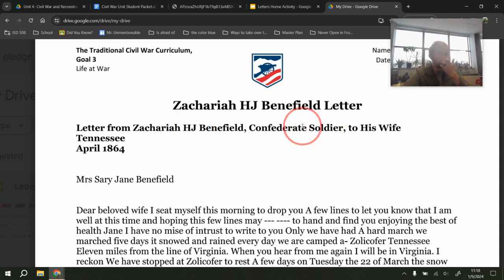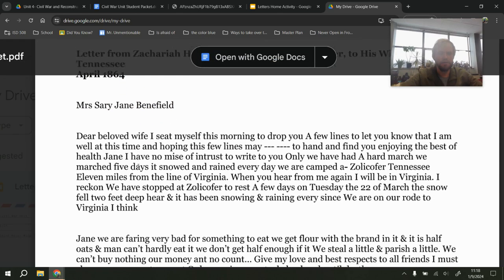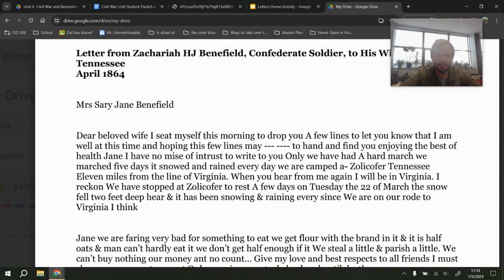Letter from Zachariah H.J. Benefield, a Confederate soldier, to his wife in Tennessee, April 1864. Miss Sari Jane Benefield. Dear beloved wife, I seat myself this morning to drop you a few lines to let you know that I am well at this time, and hoping these few lines may.